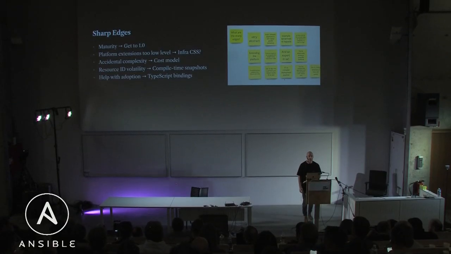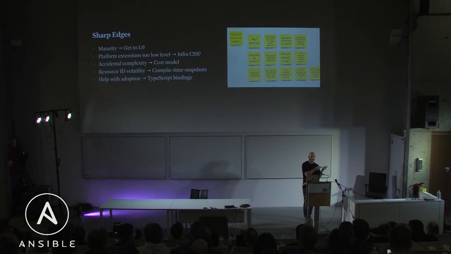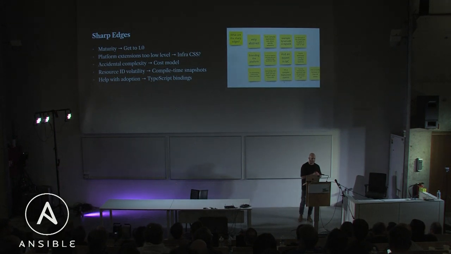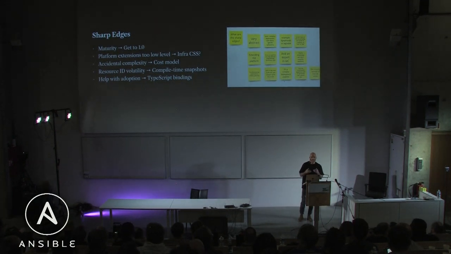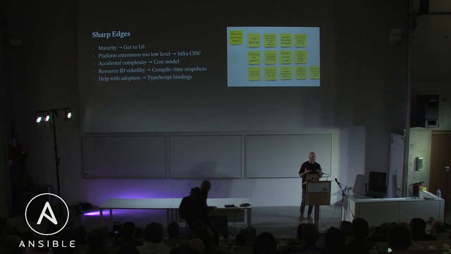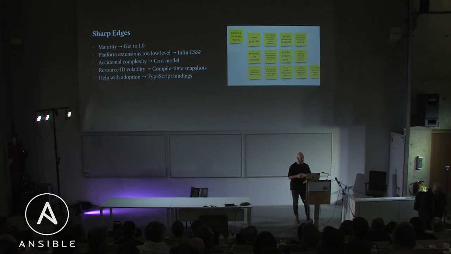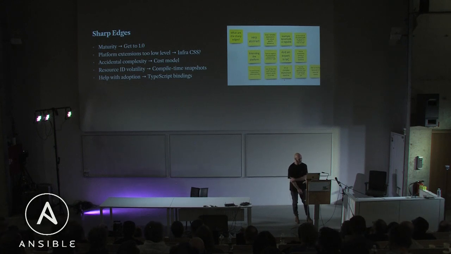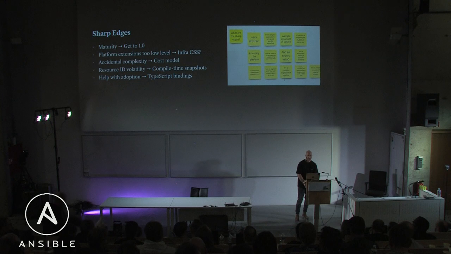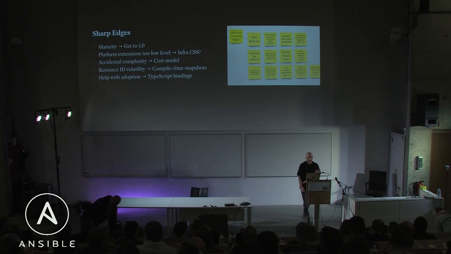Platform extensions are too low level. That's true. I haven't had time to show you platform extensions, but they're basically these backends that you can connect to the compiler, and we have some interesting ideas on how to make them higher level for DevOps engineers and platform teams to be able to apply their concerns. There are some concerns around what we call accidental complexity, which is basically complexity that you don't intend. And so we think that we were able to create a cost model, and there are other sharp edges.